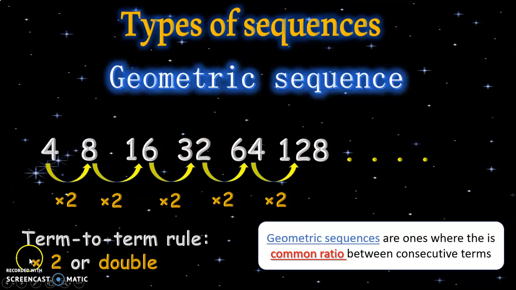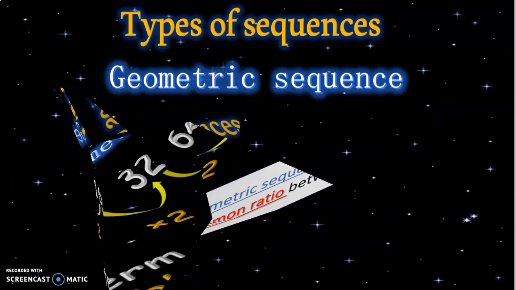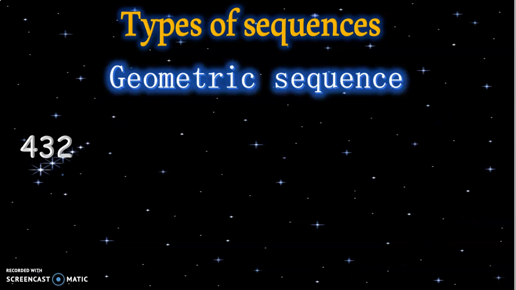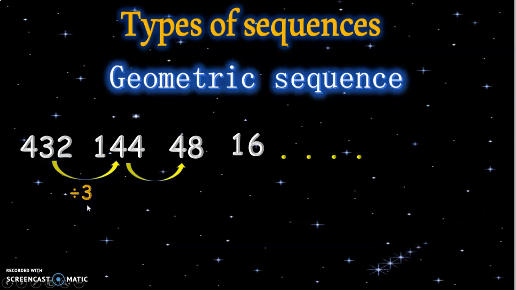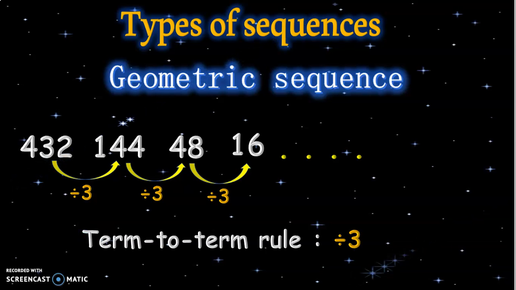Okay, now let us have the next set of numbers to understand more. Let us have 432, 144, 48, 16, and so on. In this part, as you see, the set of numbers is decreasing. So we cannot say we multiply. To get the next term, what we do is divide by 3. So the rule here is divided by 3.